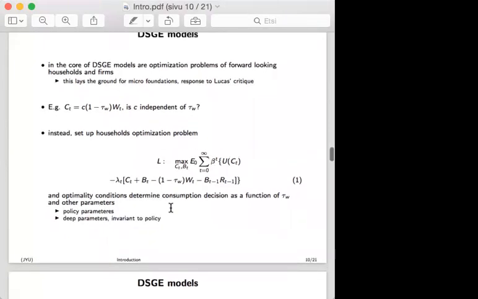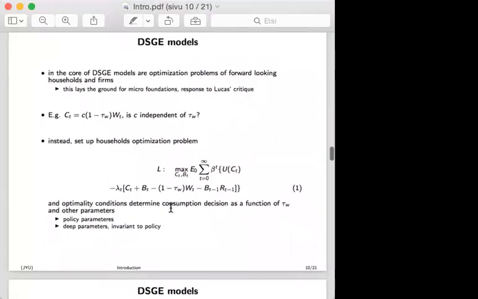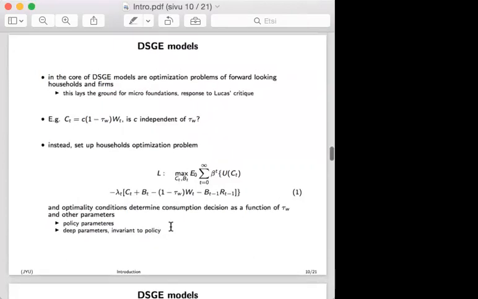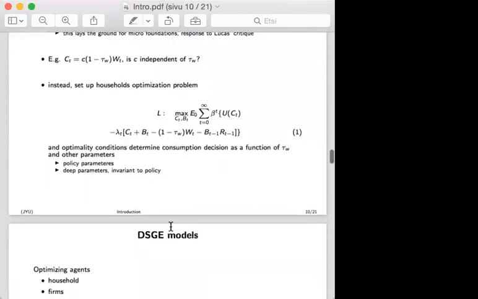Of course, there are some questions when the models are estimated whether this really holds, that there are policy parameters and deep parameters, so that deep parameters won't change if there are significant policy changes, but that is the aim of the DSGE literature anyway, to separate policy parameters and deep parameters.